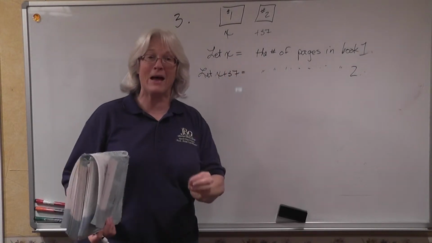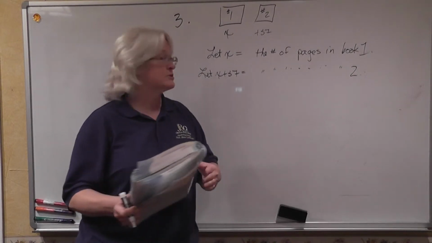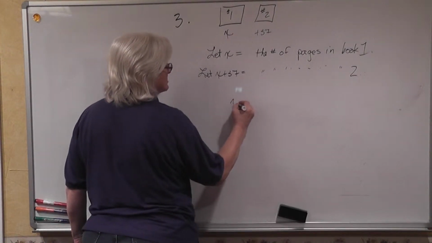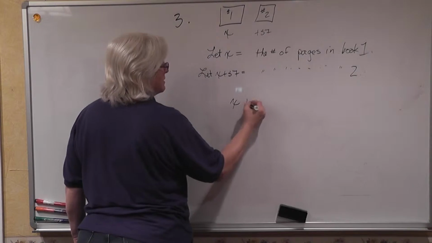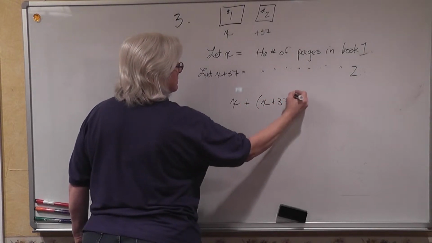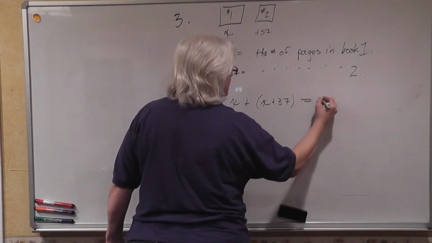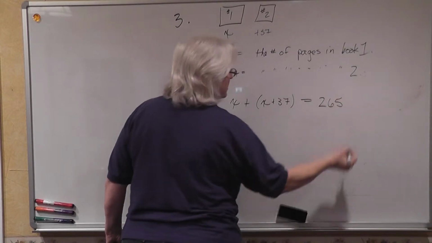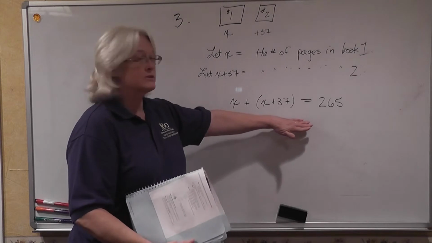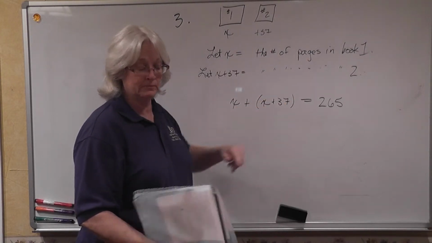And if we look back in our problem, it says that the total number of pages in both books is 265. So we take the number of pages in the first book, and we add the number of pages in the second book. Pages of book 1 plus pages of book 2 is equal to the total number of pages in the book, which is 265. This is all they're looking for. Later on, they're going to have you solve that.